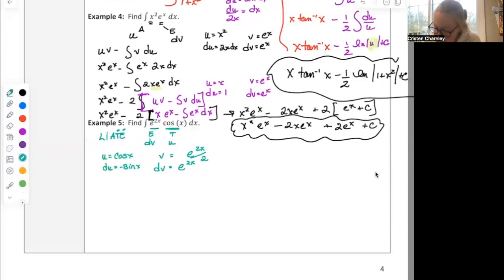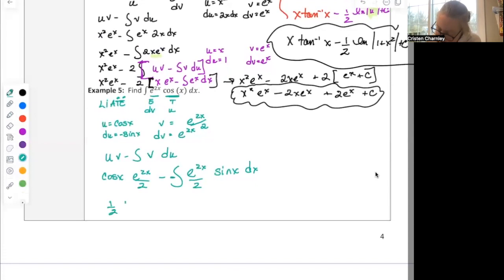What do we do? We need our formula, uv minus the integral of v du. U is equal to cosine of x. V is e to the 2x over 2 minus the integral of e to the 2x over 2. And then du is negative sine of x. I'm going to put a negative out here. Sine of x dx.